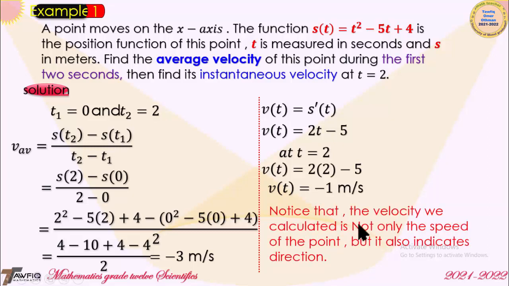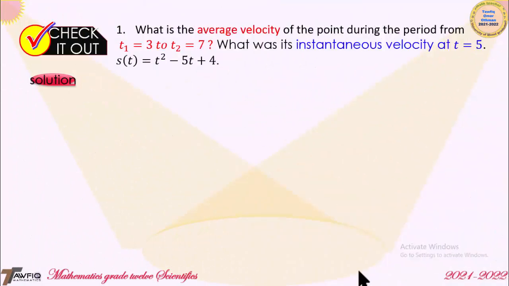Note that the velocity we calculated is not only the speed of the point, but it also indicates direction. Check it out. What is the average velocity of the point during the period from t1 = 3 to t2 = 7? What is the instantaneous velocity at t = 5? The position function is t² - 5t + 4.